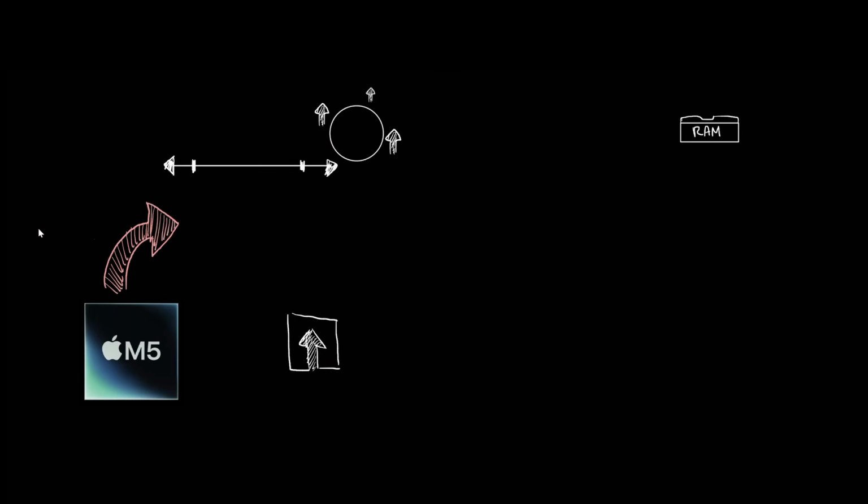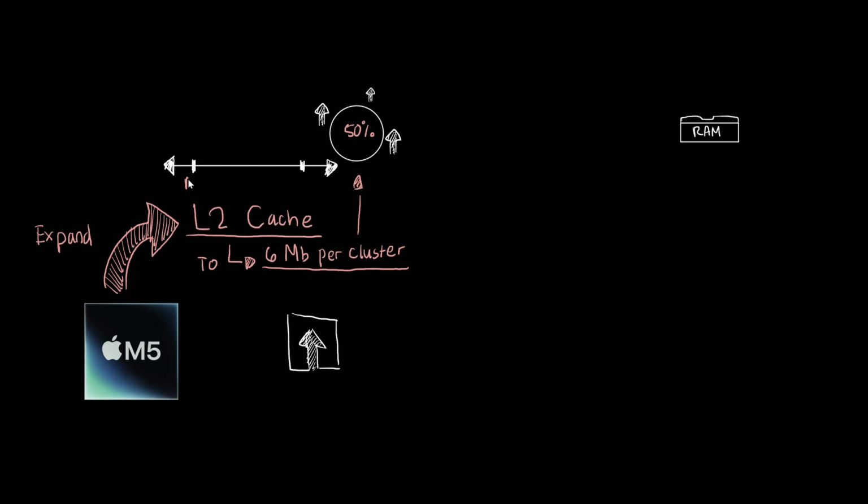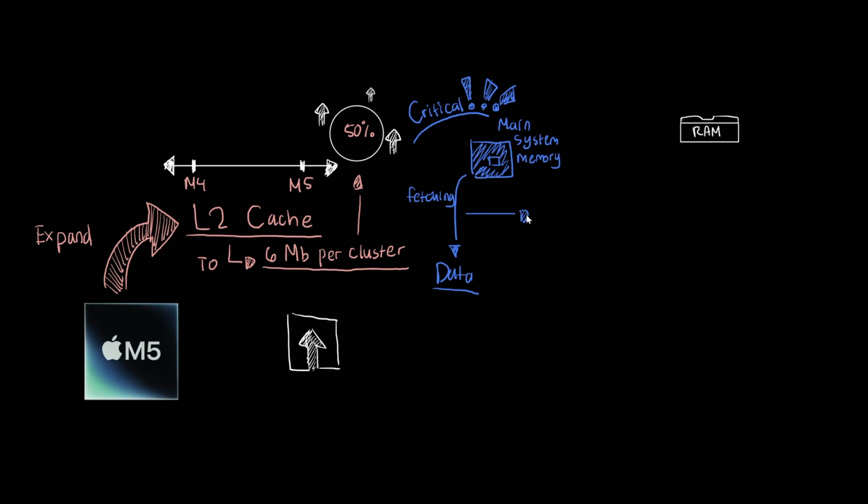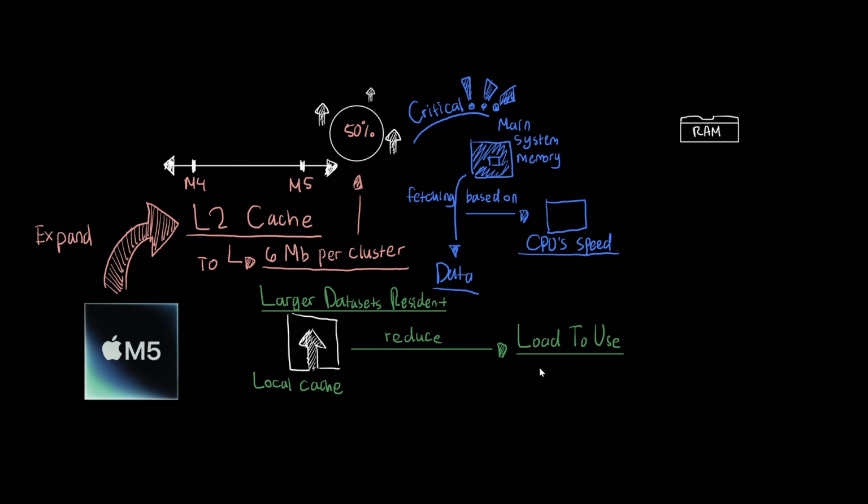The M5 expands the L2 cache to 6 MB per cluster, a 50% increase over the M4. And this is critical because fetching data from the main system memory takes a long time relative to the CPU speed. By keeping larger datasets resident in this local cache, they drastically reduced the load-to-use latency, ensuring that the execution pipeline never stalls while waiting for information to arrive from the RAM.